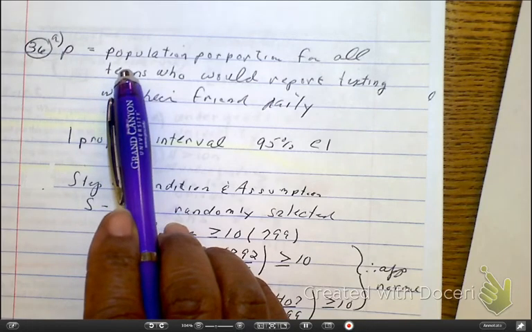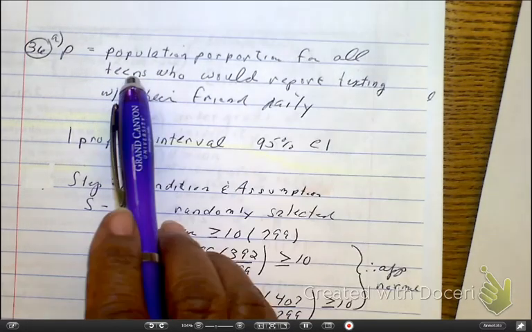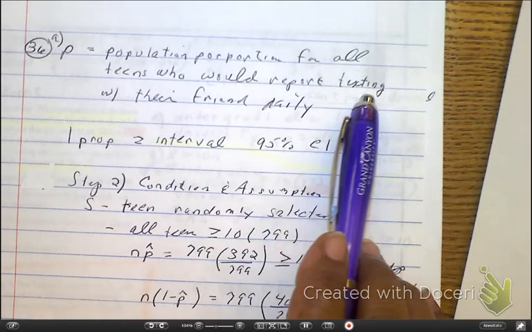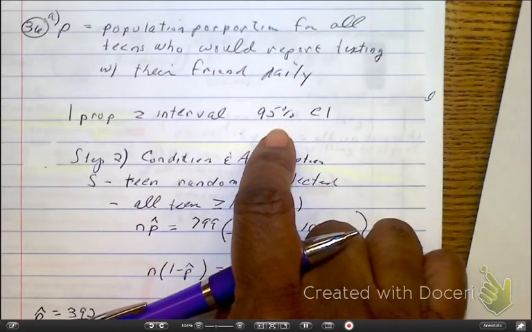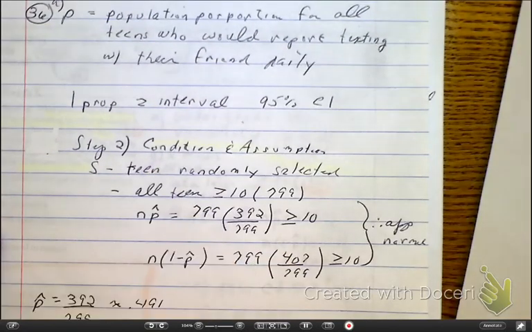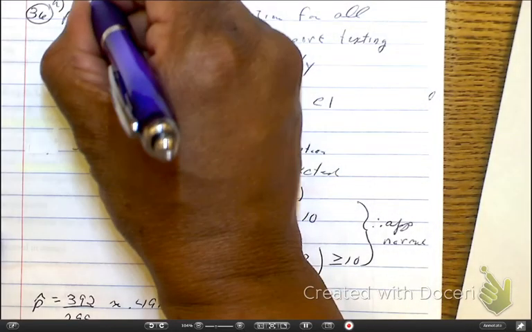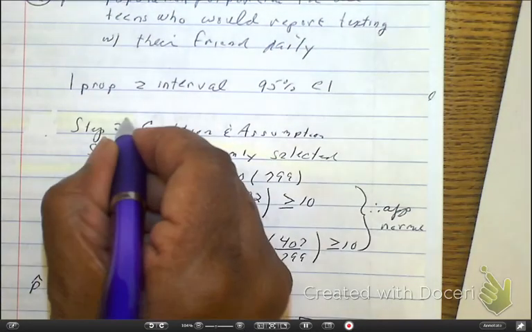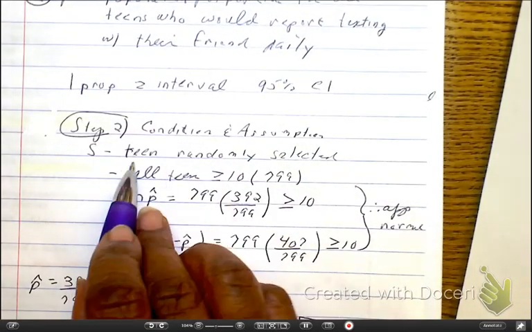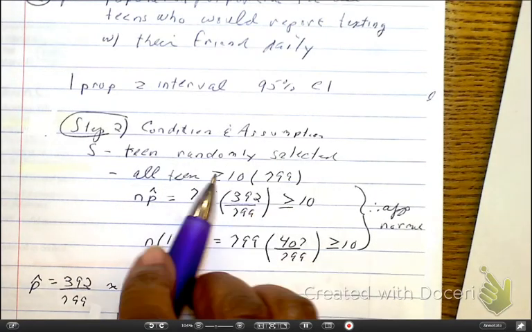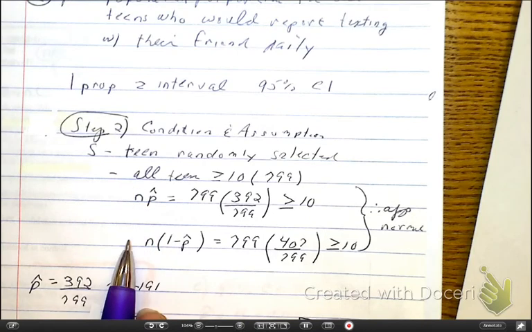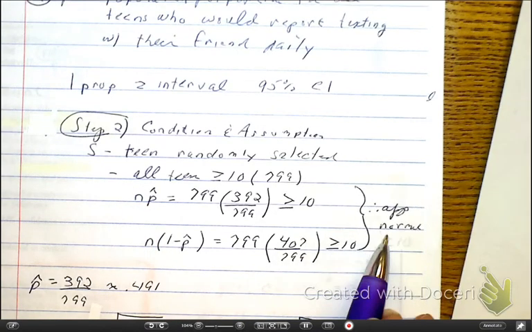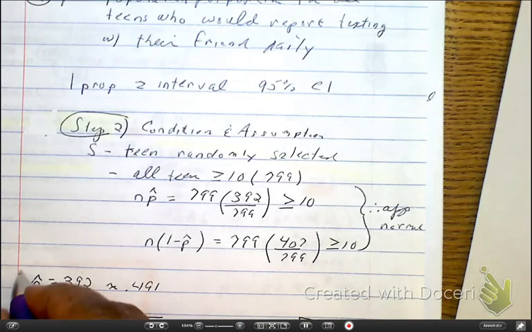the population or the parameter of interest is the population of all students or teens who report texting with their friends daily. This is a 1 proportion Z interval for a 95% confidence level. So this is step 1. Step 2 is our conditions and assumptions. Okay, here, teens are randomly selected. The 10% rule is applicable. Here I'm looking at my large count condition so that it is approximately normal.